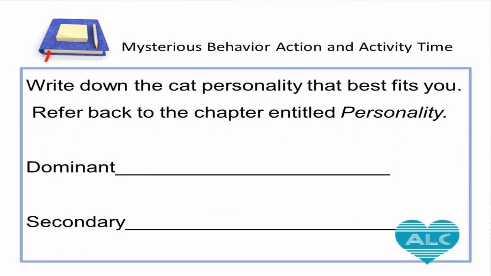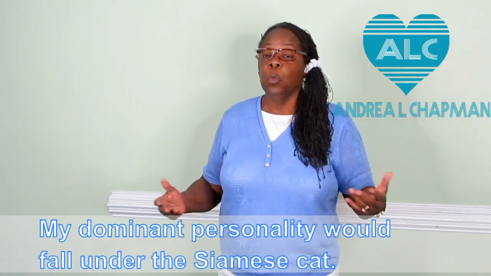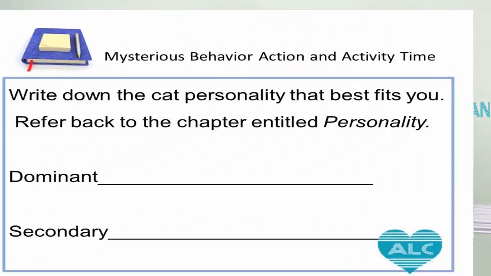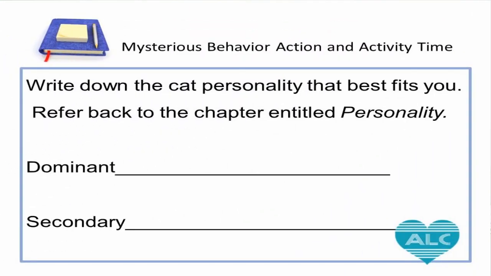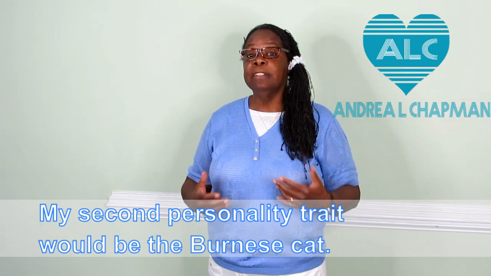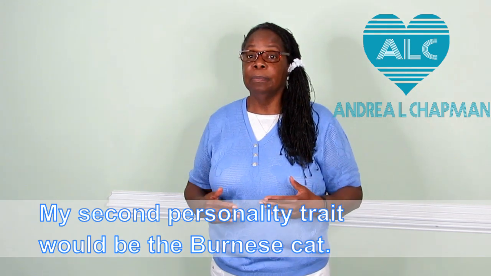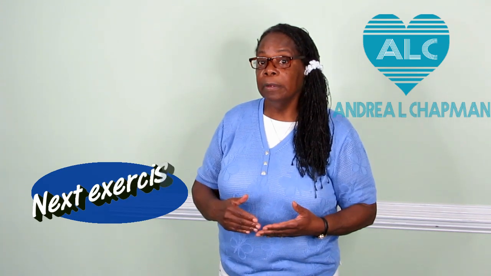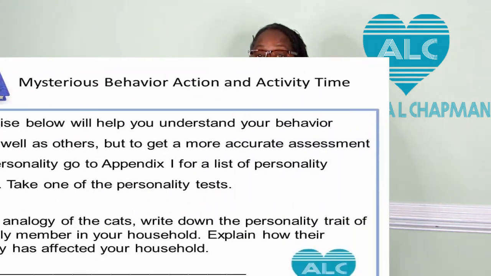Write down the cat personality that best fits you. Again, you can refer back to personality. My dominant personality is the Siamese cat, and there's about 12 traits there. I don't necessarily fit all of them, but I fit most of them. The second one is the Bernese cat. That's the second one.